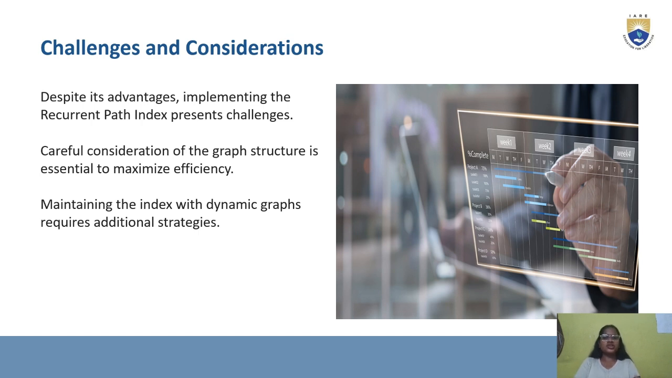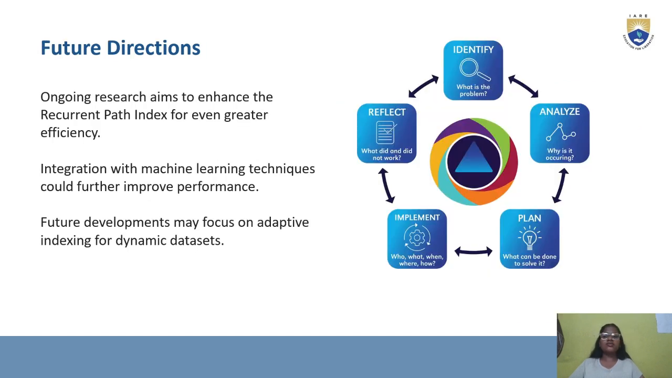Challenges and consideration. Despite its advantages, implementing the recurrent path index presents challenges. Now, careful consideration of graph structure is essential to maximize efficiency. So, you need to reconsider and check it again just in case. Maintaining the index with dynamic graph requires additional strategies.